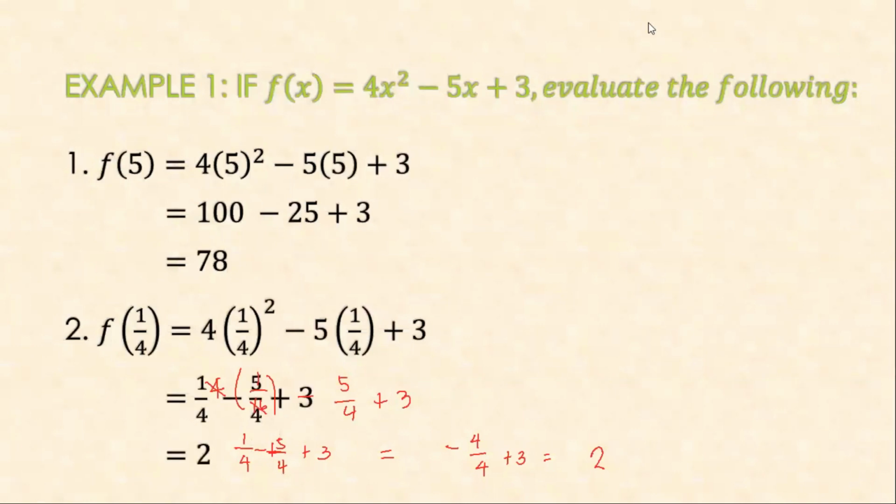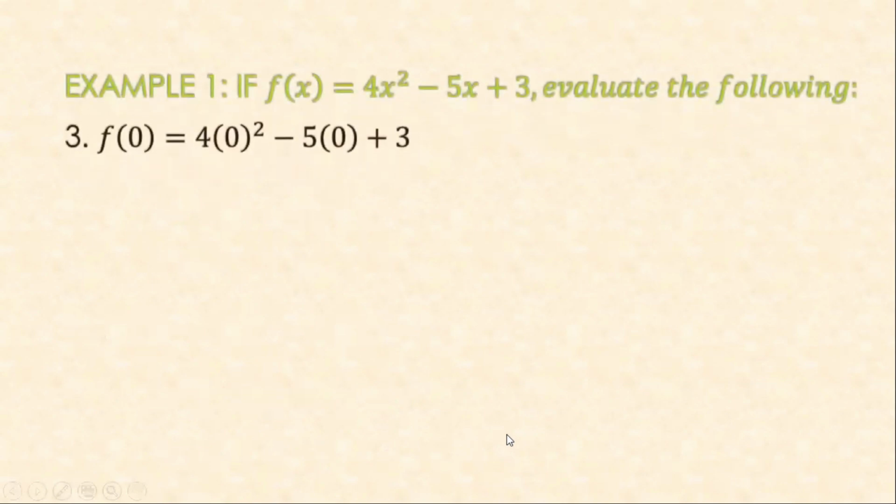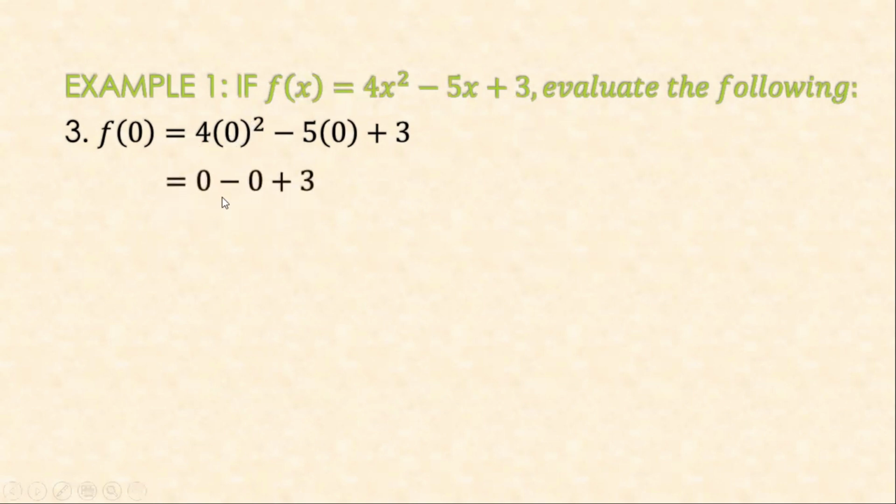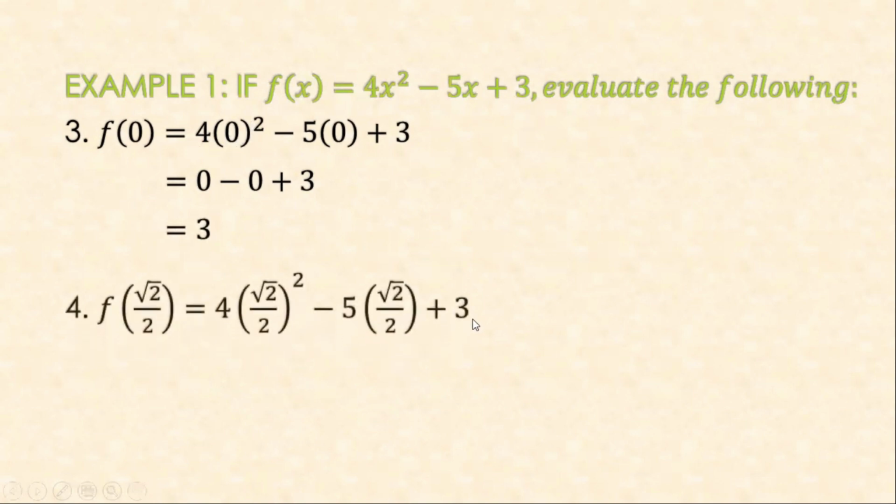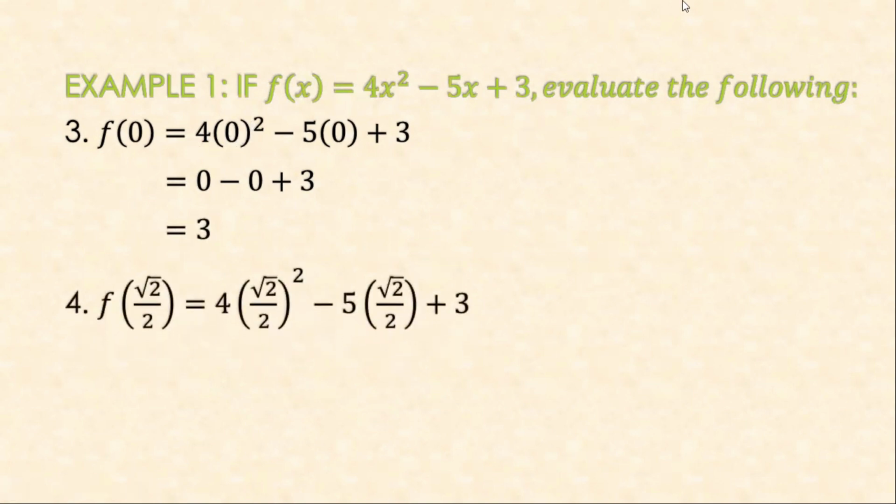All right. So let's have the next example. f of 0, replace x with 0. So we will have this equation, and this is equal to 0 minus 0 plus 3. Therefore, the answer is equal to 3. And in this example, our x is equal to square root of 2 over 2.